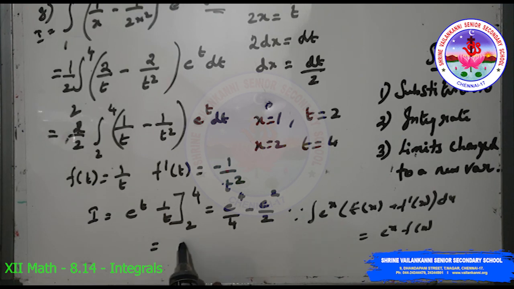Taking e square common, you can write as e square into, minus 1, whole by 4. If you take LCM as 4, then it will be 2. So e power 2 into e power 2 minus 2, whole by 4.